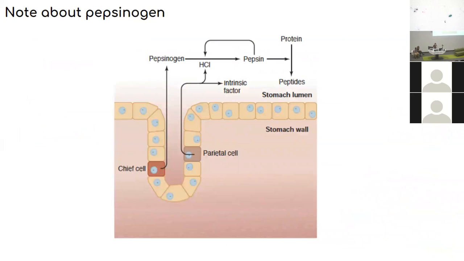A note about pepsinogen. So we said chief cells are going to release pepsinogen. Parietal cells will secrete our hydrochloric acid. Hydrochloric acid is really important to be able to cleave pepsinogen into pepsin, and then that pepsin will be able to go on and cleave all the rest of pepsinogen into pepsin. So you need both of those steps to be able to break down our proteins into peptides.